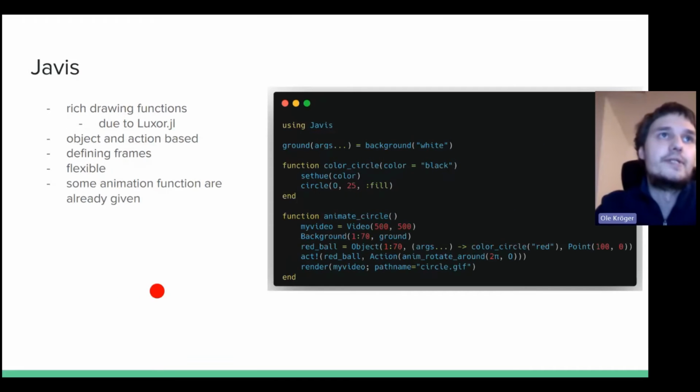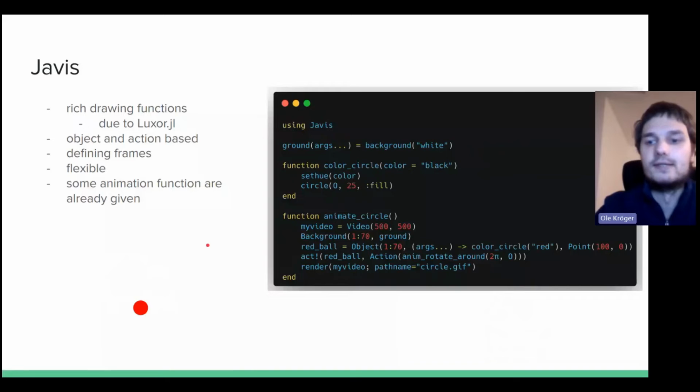And now to Javis. It has rich drawing functions due to the existence of Luxor. Luxor was created, I read today in the discourse, nine years ago this month. And Javis uses it to basically draw anything on the canvas. So here, for example, this circle function is done by Luxor, and also setting the color is done by Luxor.